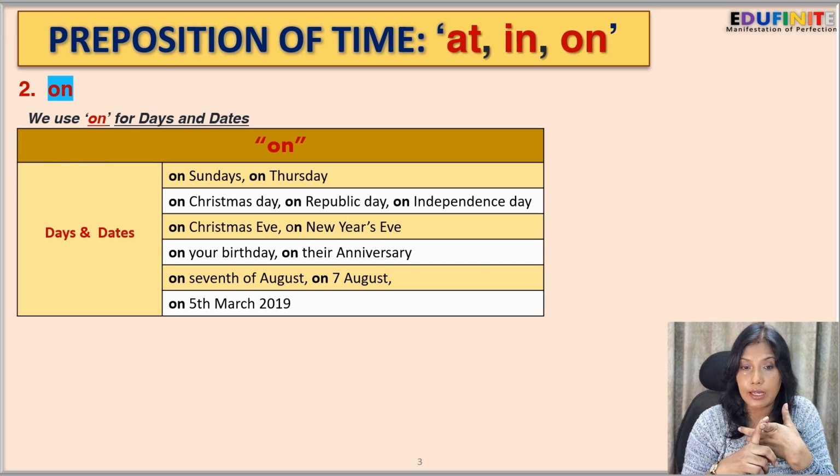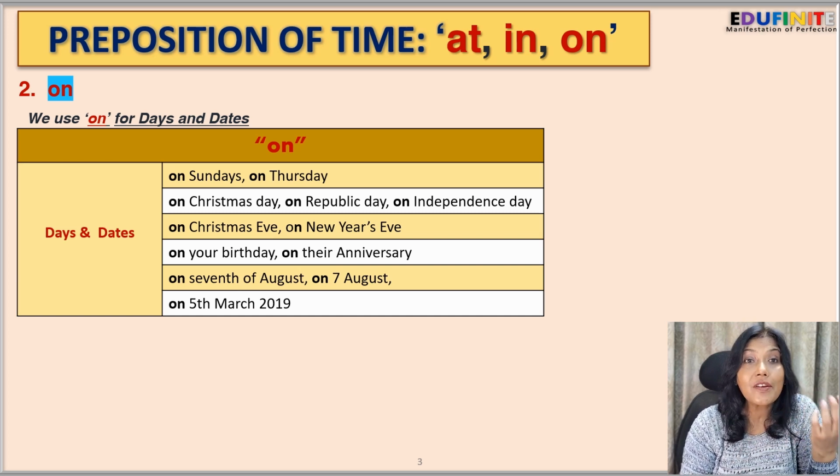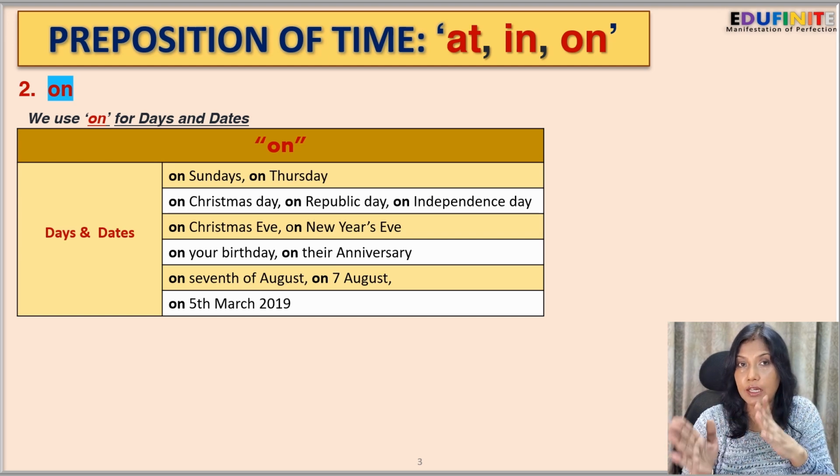On Christmas Day. Here, with festivity where we have day, we use on Christmas Day, but at Christmas. That's the difference. On Republic Day, on Independence Day, or on Christmas Eve, on New Year's Eve. When we have either eve or day attached to the festivity, we use on. Christmas is always on 25th December, so that's particular. For that reason, at Christmas, which we did earlier.